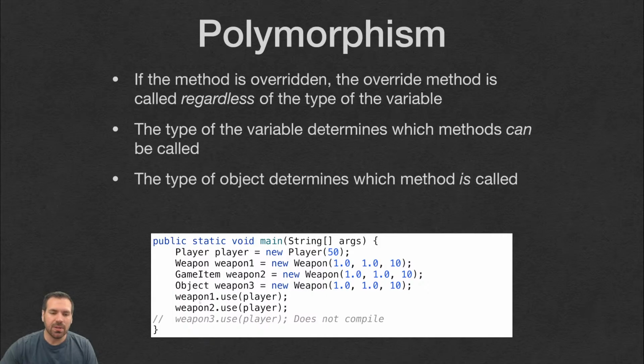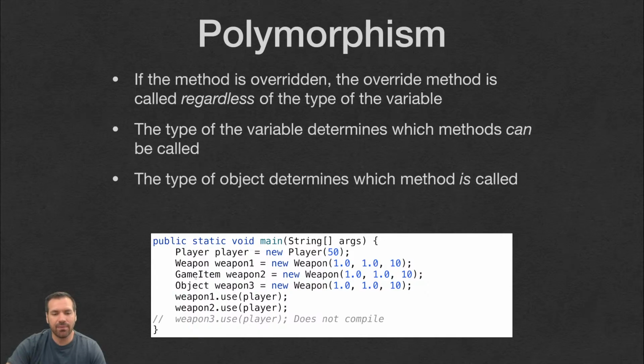So even though weapon 2 is a variable of type game item, we still can't access the game item use method. That's not how it works. But we can call the use method. But what happens when the method is called still depends on the type of the object, which is weapon. So we always still start in the weapon class, find the use method in the weapon class that's overriding the game item use method, and we still call the weapon use method.